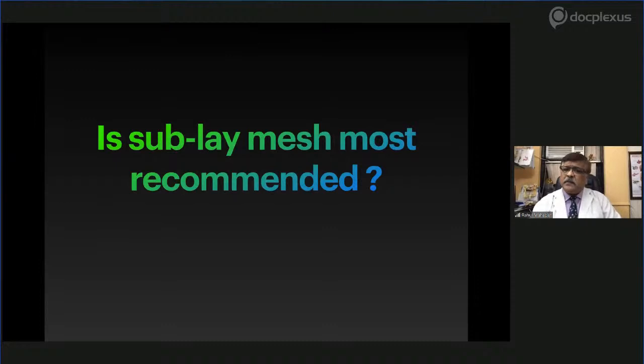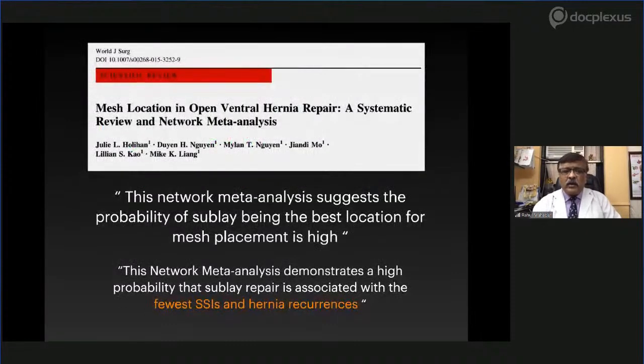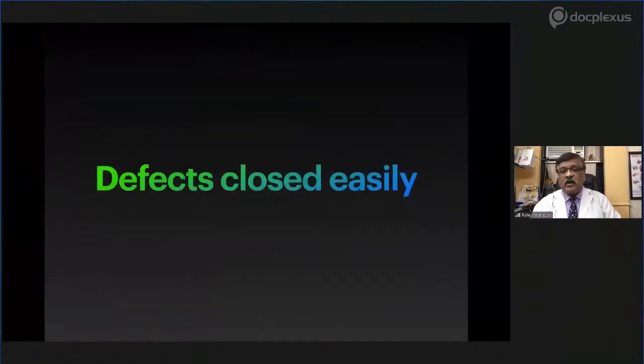Now, is sublay mesh the most recommended? This network meta-analysis suggests that the probability of the sublay being the best location for the mesh placement is very high. It also demonstrates the high probability that the sublay repair is associated with the fewest SSIs and hernia recurrences. It is closed in case of E-TEP procedures.